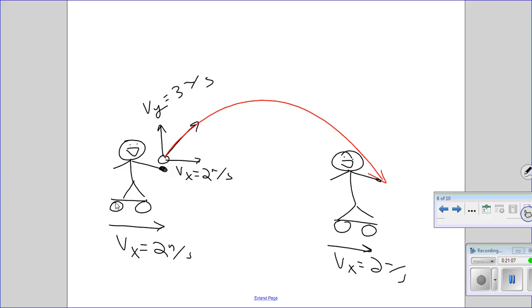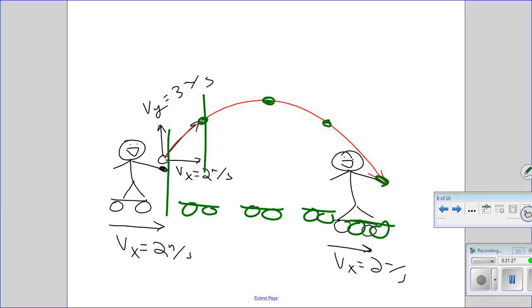So, if after 1 second the ball was here, the skateboard was right under it. If after 2 seconds the ball was right here, the skateboard was right under it. If after 3 seconds, skateboard. 4 seconds, skateboard. Make sense? Because both the ball and the skateboard are moving 2 meters horizontally every second. So that's a crappy drawing, but these are supposed to be 2 meters every second.